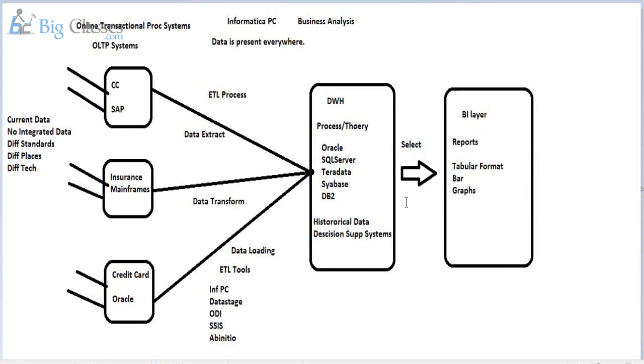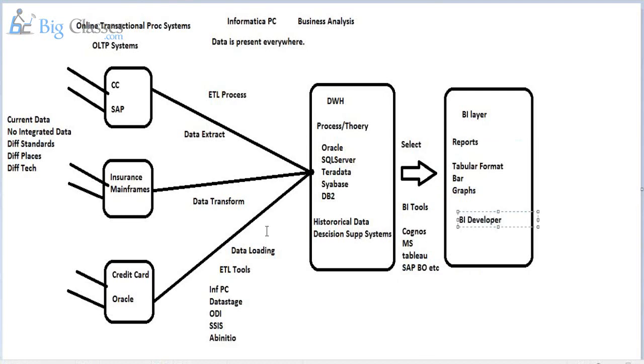For creating these reports, we have multiple BI tools out there, business intelligence tools. Cognos is a business intelligence tool, as are MicroStrategy, Tableau, and SAP Business Objects, etc. These are the different business intelligence tools which present the data in the form of reports. So you have the BI developer here.